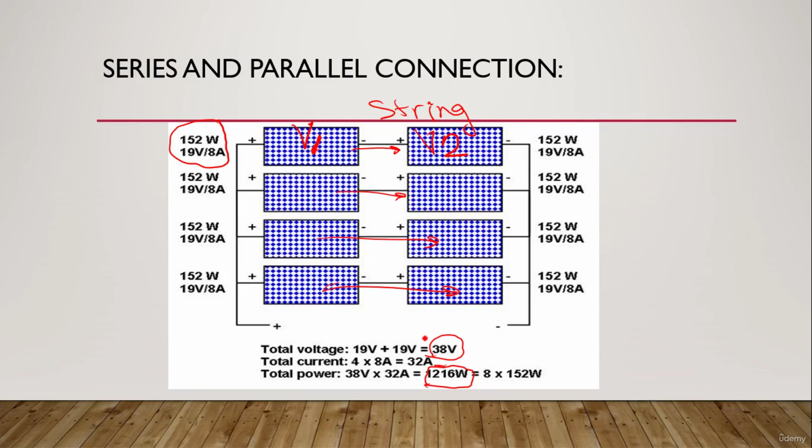Also, you will need to keep in mind that if any shading happens, it is going to force this PV module to operate at less power and less voltage. This will cause the system power to be reduced. This is called shading losses.